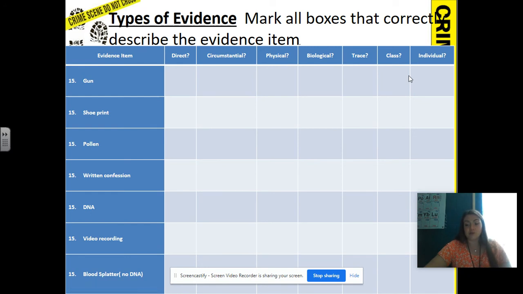So if all I said was it was a gun, and you don't know who it's registered to, then it'd be class, because anyone who had that kind of gun or could have bought that kind of gun is a suspect. If we do have it registered, then it could be an individual piece of evidence.